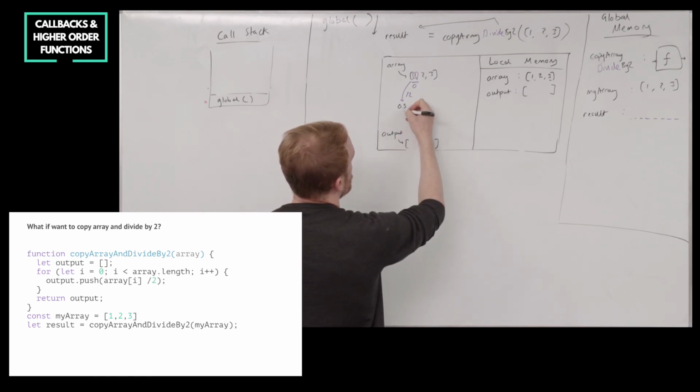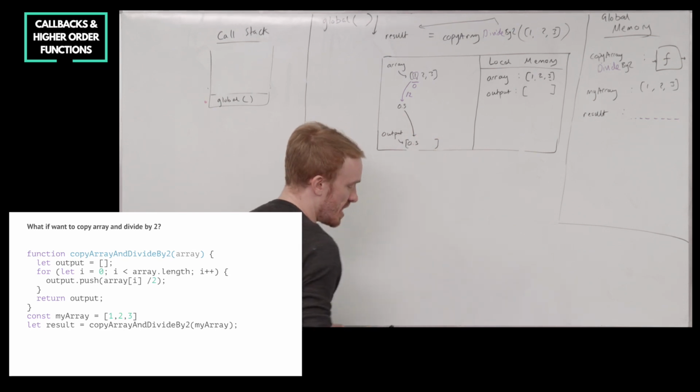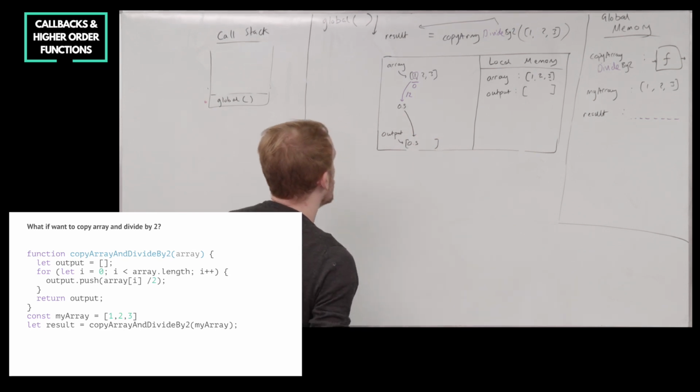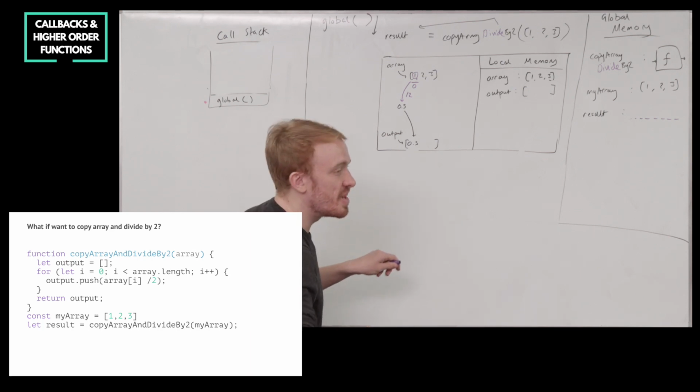And what do we do with that 0.5, Philip? We push it to our output variable. Perfect. Into the output array. All right. Okay, but it's a for loop. It's a for loop, so we're not done yet. We hit the body of it again.